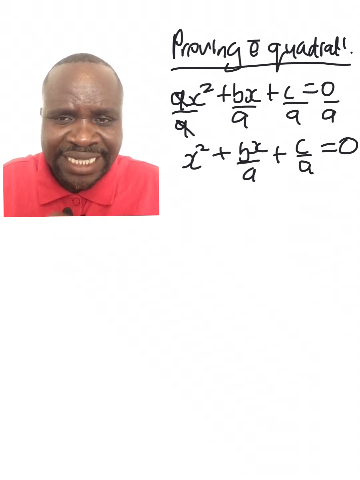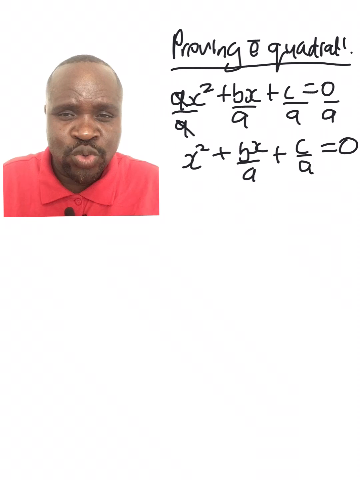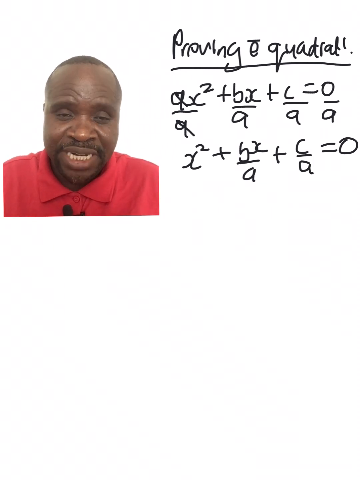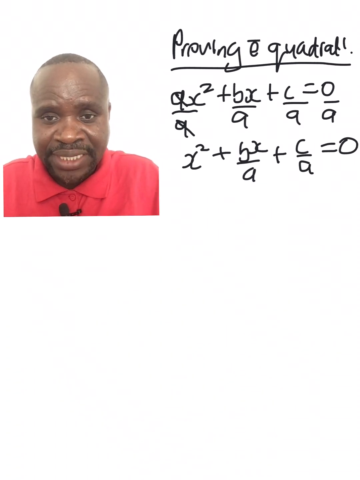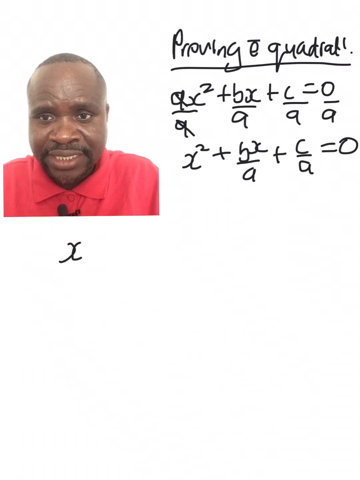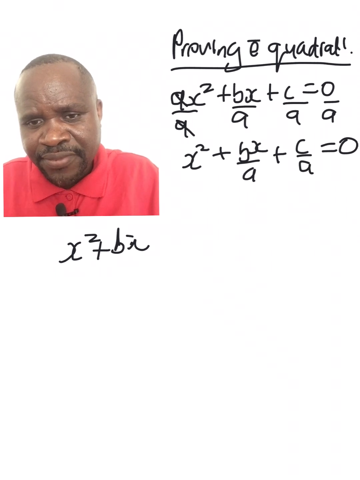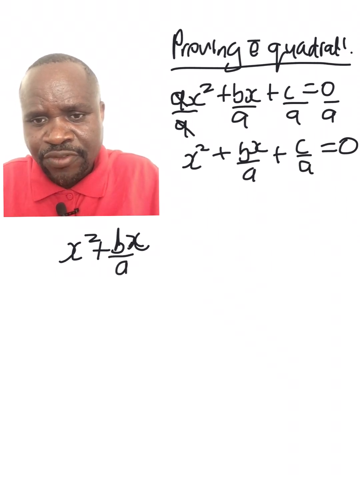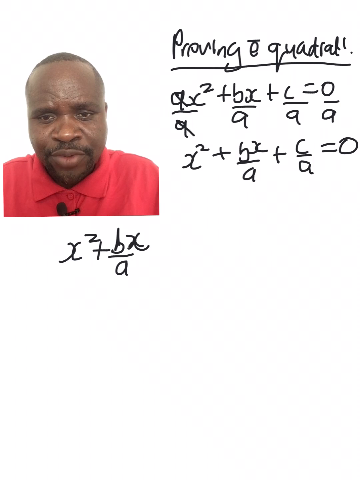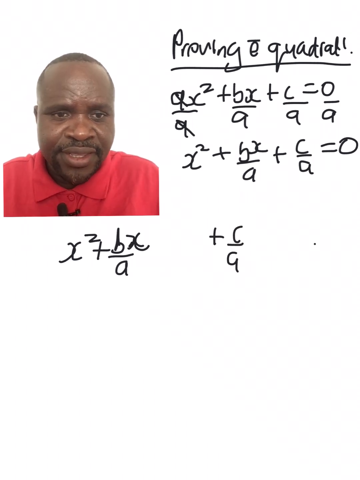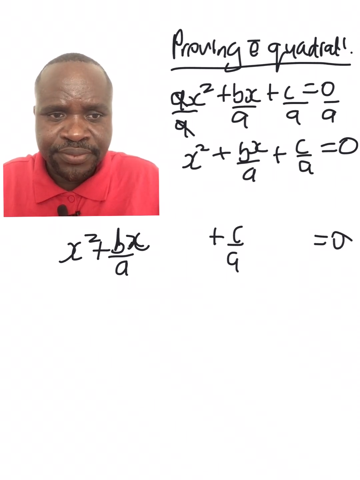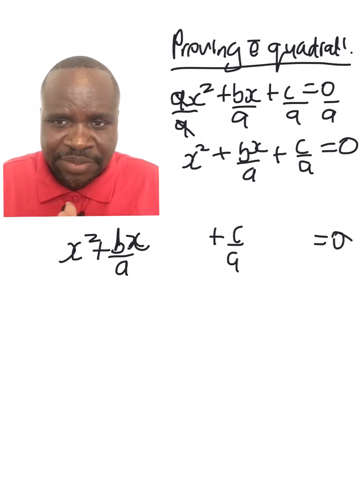Now, when it is in this form, I want us to check the expression on the left-hand side and separate it into two, like this: x squared plus bx over a, plus c over a equals 0. So we have managed to separate it into two.